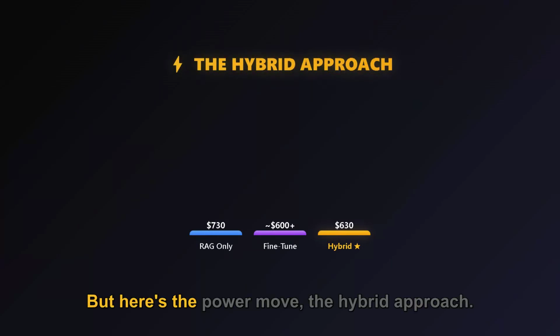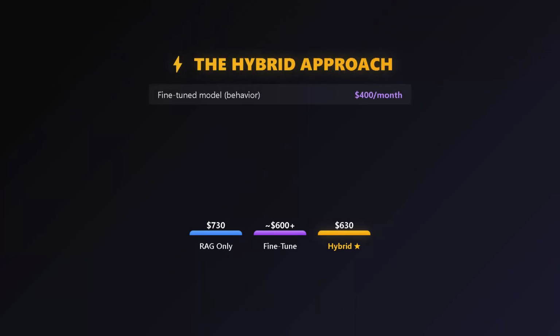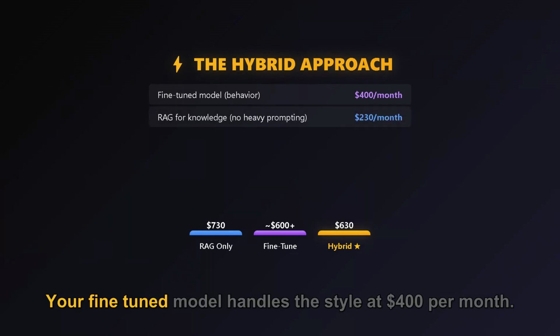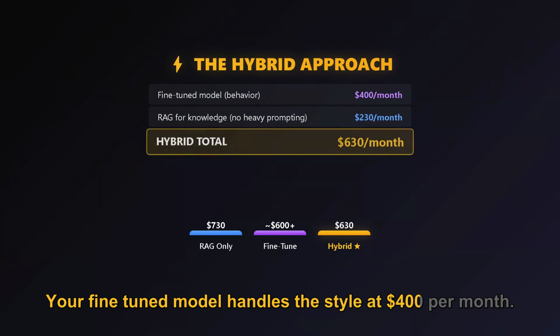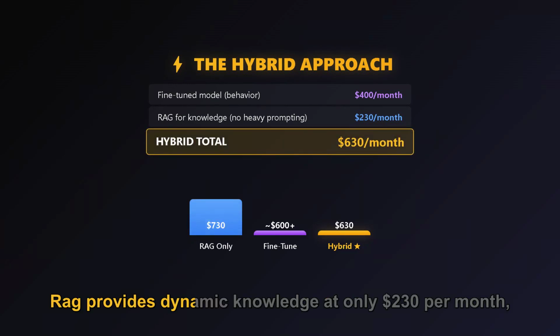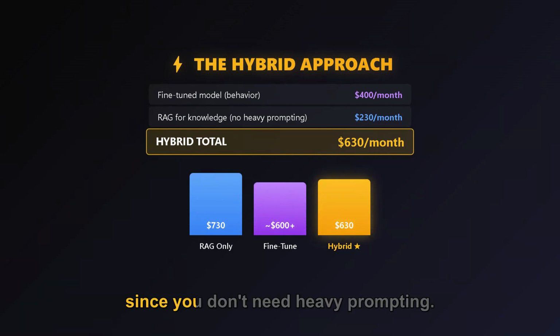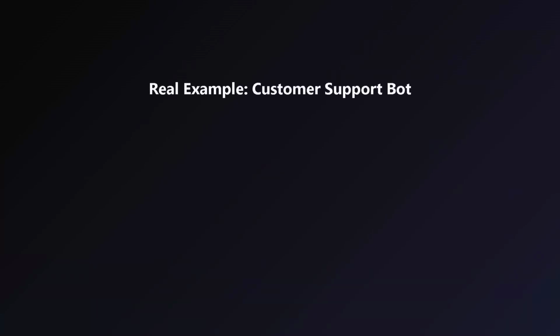But here's the power move, the hybrid approach. Fine-tune for behavior, RAG for knowledge. Your fine-tuned model handles the style at $400 per month. RAG provides dynamic knowledge at only $230 per month since you don't need heavy prompting. Total, about $630, cheapest and best.